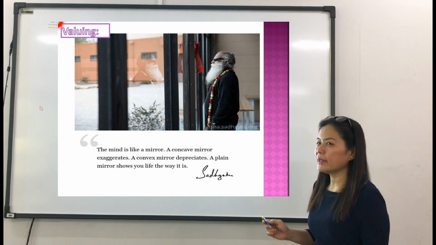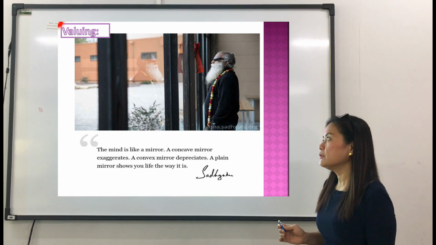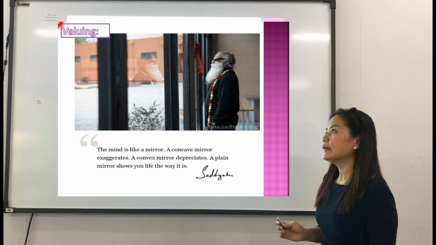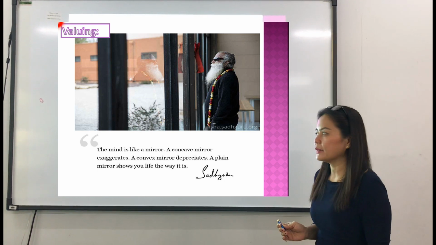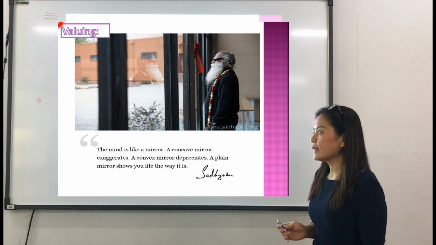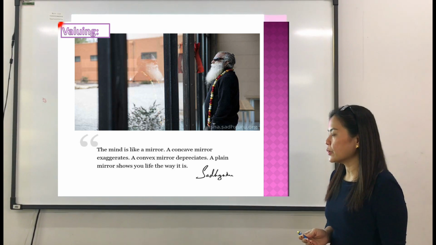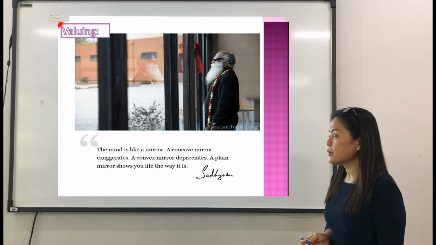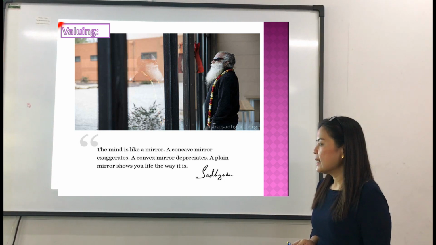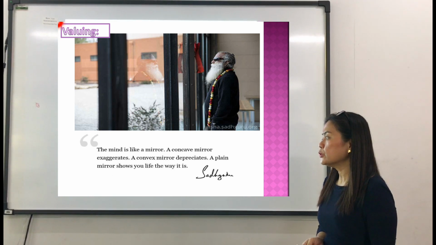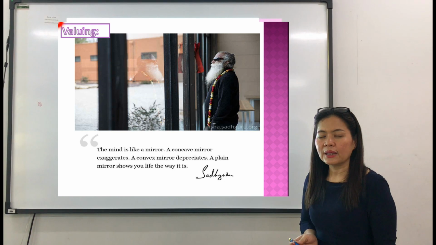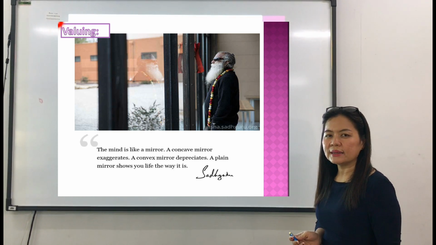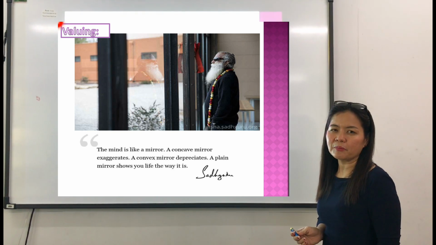Okay, everyone, to encapsulate our lesson, I would like to leave you the message of this wise guru, which really has a connection with our previous lesson. Let us not forget that our mind is like a mirror. A concave mirror exaggerates. A convex mirror depreciates. And a plane mirror shows you life the way it is. Now it's your choice which type of mirror you are going to use. Is it the concave, the convex, or the plane mirror?